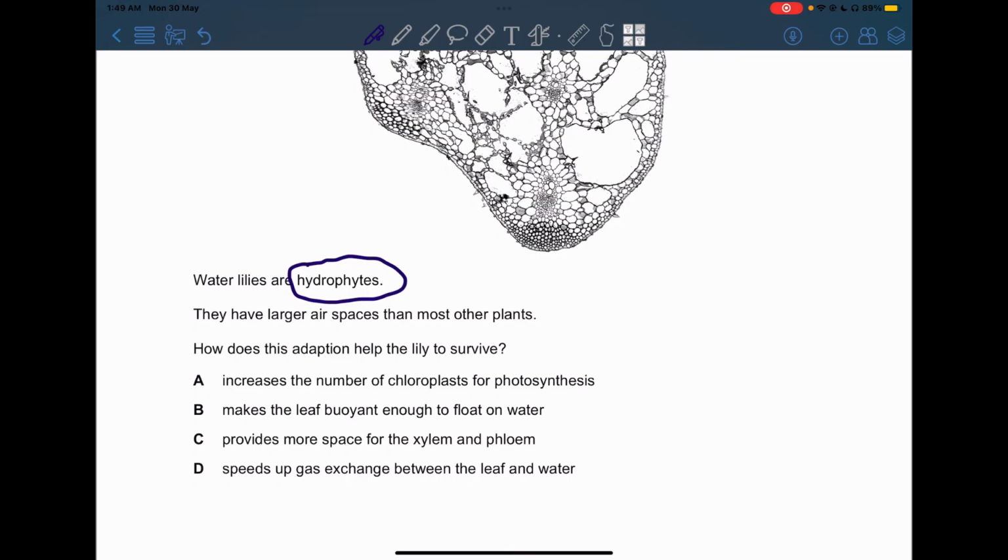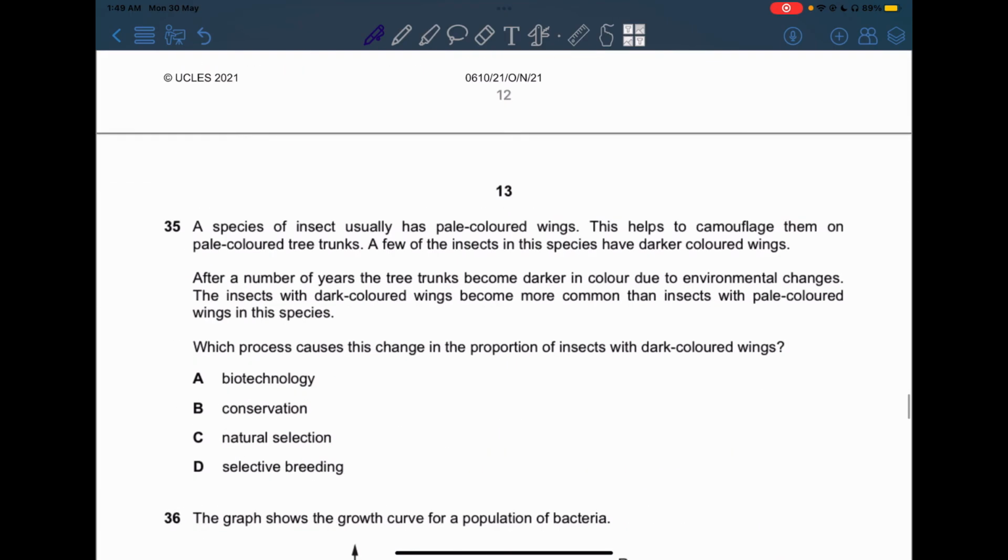So how does this adaptation help the lily to survive? Increase the number of chloroplasts? Of course not. Makes the leaf buoyant enough to float on water? Well, yes, this is what I just said. Provides more space for the xylem and phloem? Now, this is incorrect. Speeds up gas exchange between the leaf and water? Now, this is completely incorrect.